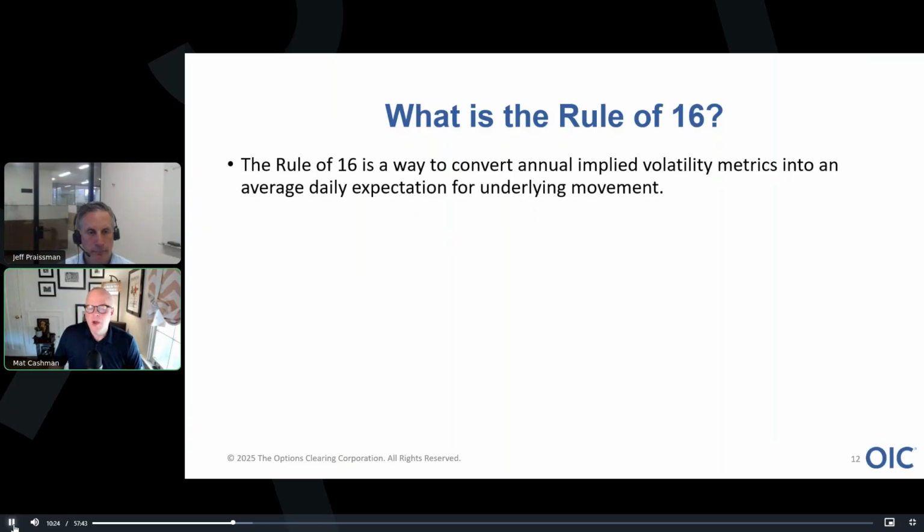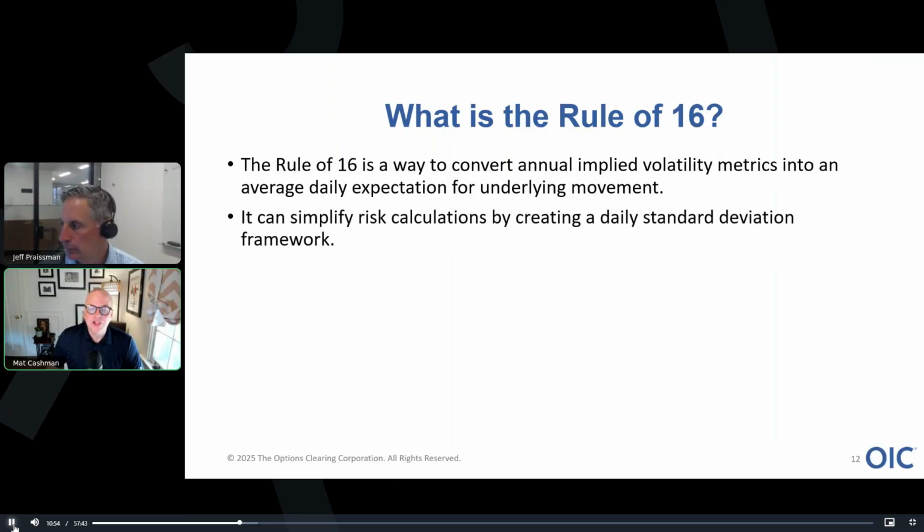The rule of 16 is a way that we use to calculate annual implied volatility metrics using those annual numbers. So anytime you look at an implied vol, it's an annual number. The problem with that is that you don't trade in annual blocks, I'm guessing. At least I don't, or at least when I was trading, I didn't. I trade in hourly, minute, daily, weekly blocks. How do you take an annual number and break it down into something that you can actually use? You use the rule of 16.